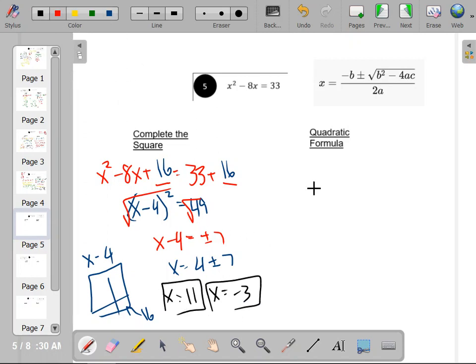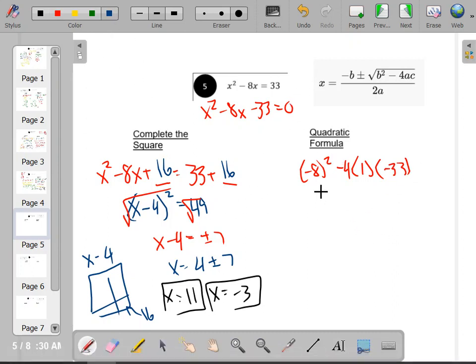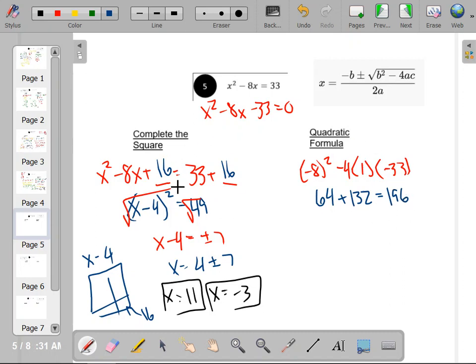Now we'll do quadratic formula, and we're going to start off with the discriminant. So b squared, negative 8 squared, minus 4ac. Now make sure that you remember to move that 33 over because c is negative 33. Before you do quadratic formula, it's got to equal 0. So that's going to be 64 plus 132, which comes out to 196. Hey, that's a perfect square. That's 14 squared. I know that that makes this problem factorable. I already did it with complete the square, but it's also factorable too. Let's go ahead and now do the quadratic formula.